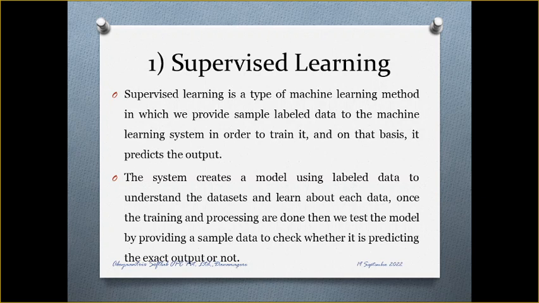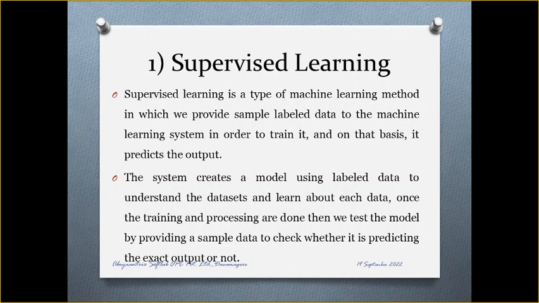Okay, so we give labeled data to the machine learning system, to the algorithm and the model that we are going to build. We give it the sample labeled data in order to train it, and on that basis it is going to predict the output. So for the learning purpose, we give that labeled data to the machine. Based on that, it is going to understand things and predict the result. This is what happens in the case of supervised learning.